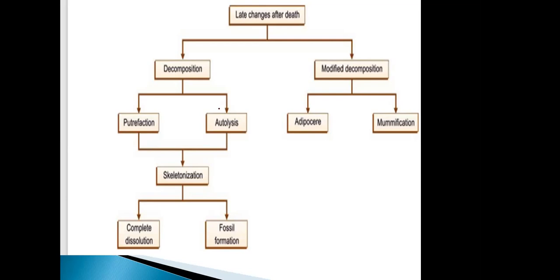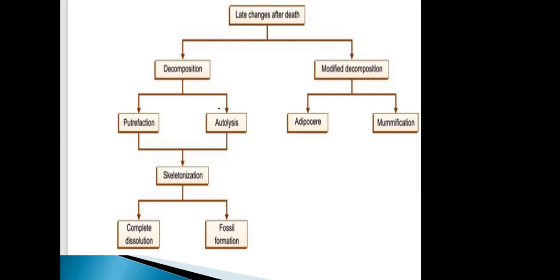And next is postmortem caloricity. In the first 2 hours, the rise of temperature is called postmortem caloricity. After that, we have studied livor mortis. The discoloration on the dependent part is called postmortem lividity or livor mortis. So we have studied the different colors and the different causes.